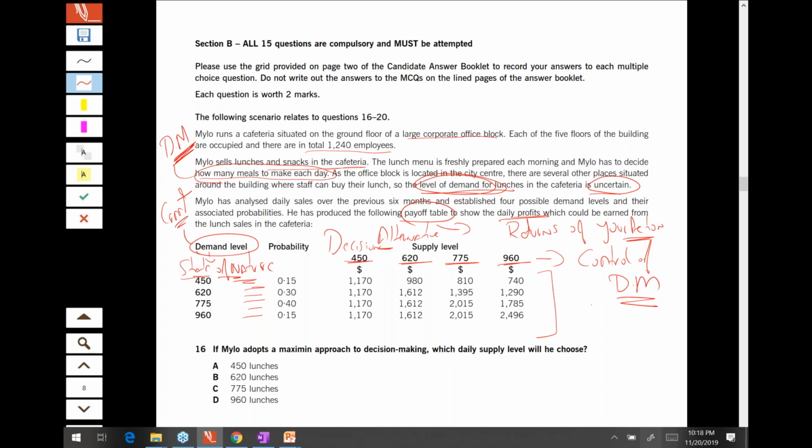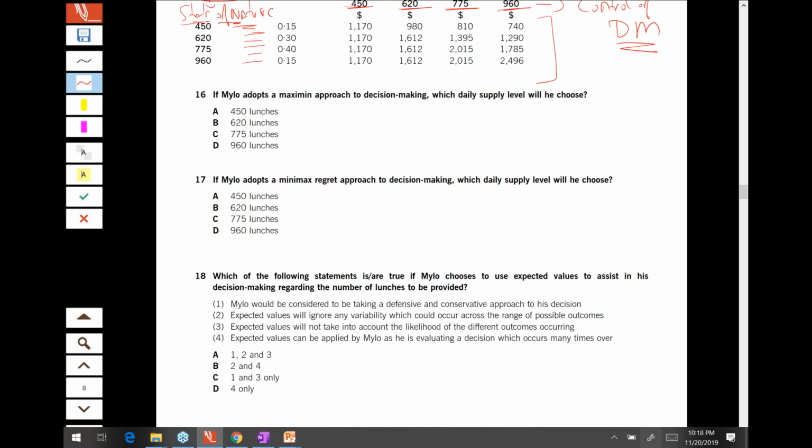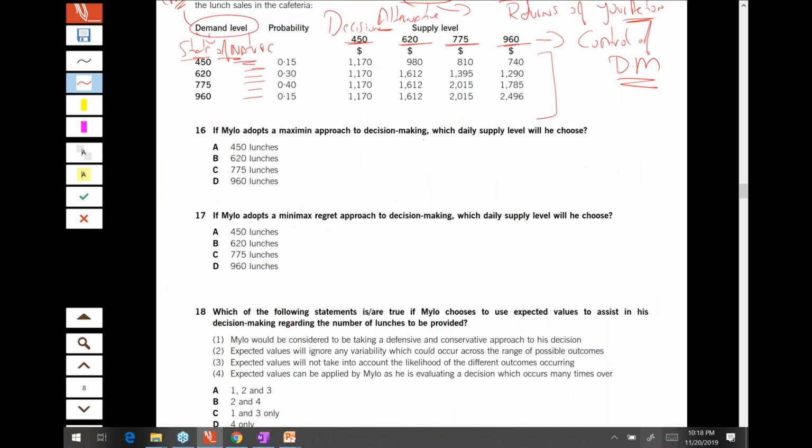Is this clear about the payoff table, everyone? Now, if Milo adopts a maxi-min approach to decision making, which daily supply level will he choose? No, Majid, this is the trick, my friend. It is really important to find out because that is demand. And when you want to match the demand, you keep your supply according to demand.